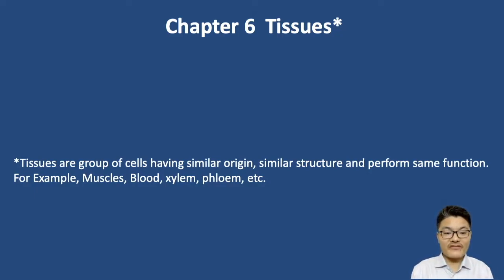For example, in case of us and in animals, we have muscle and blood tissue. In plants, we have xylem and phloem as tissue. In addition to these, we have many other tissues which perform different functions and have different structures. So in case of muscle tissue, to be particular, suppose we have skeletal muscle tissue.